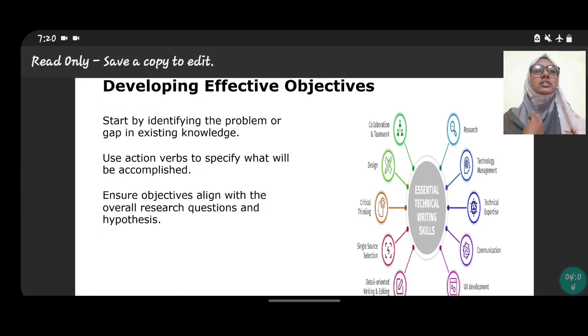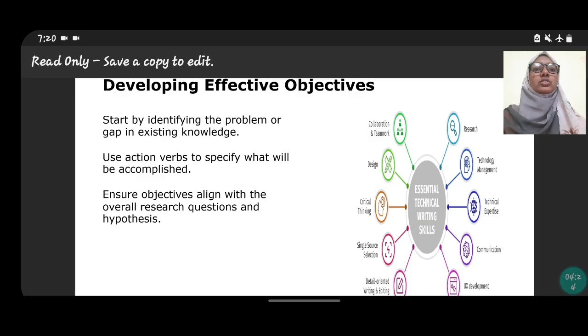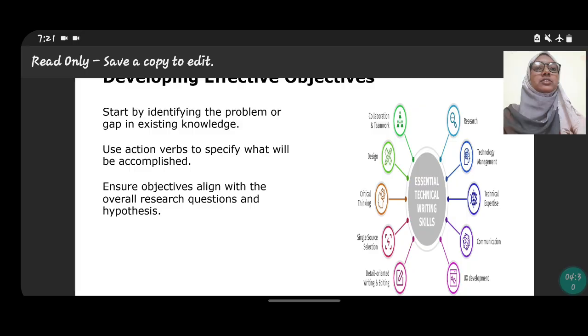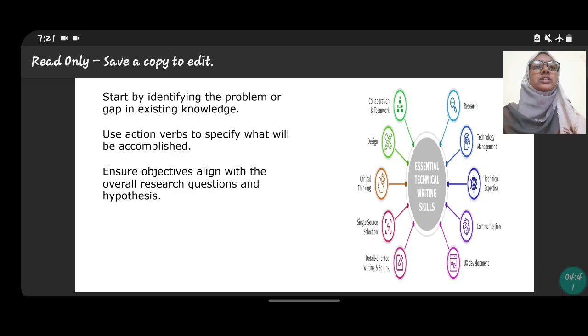Developing effective objectives. Start by identifying the problem or gap in the existing knowledge. How can we develop an effective objective? We can identify the problem, where the problem is occurring, and what we have to do. For developing, use action verbs to specify what will be accomplished. Ensure objectives align with the overall research questions and hypothesis.